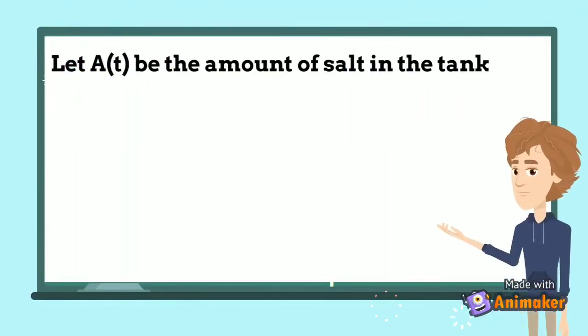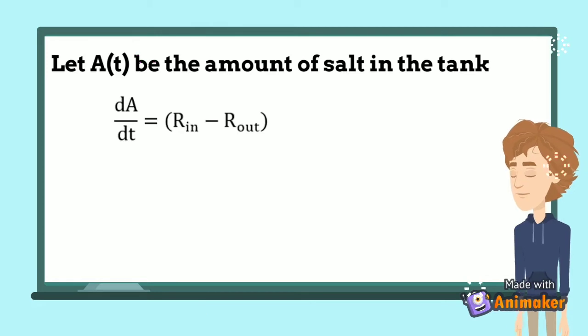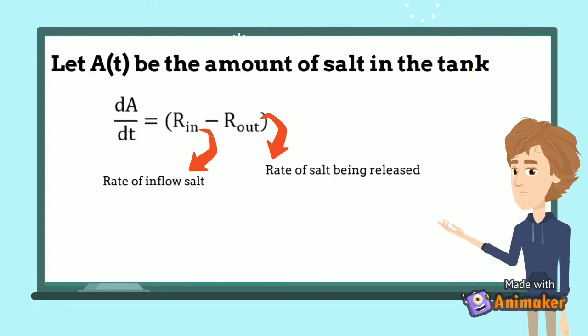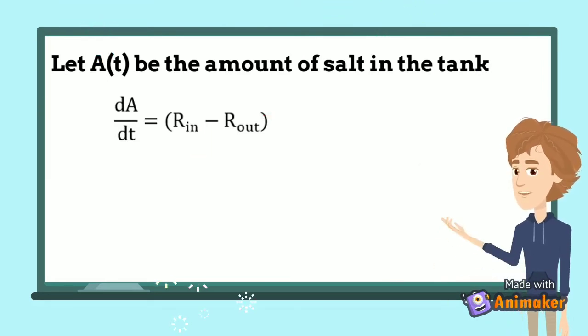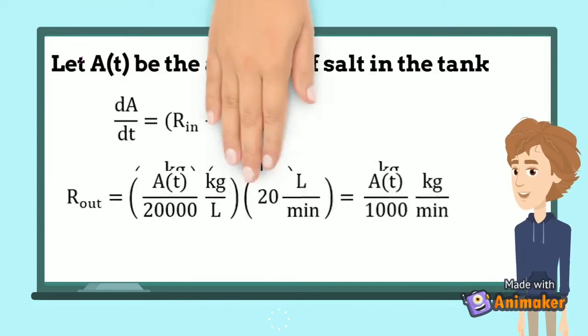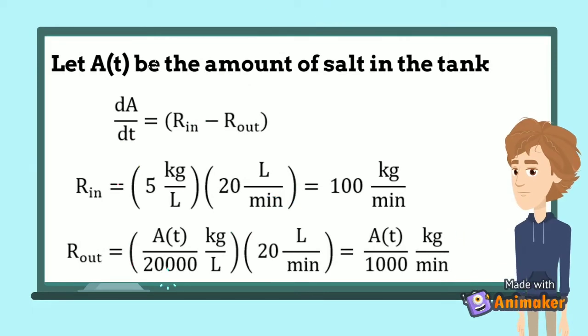Let A(t) be the amount of salt in the tank. We can write the differential equation as dA over dt equals R in minus R out, where R in is the rate of inflow of salt and R out is the rate of salt being released. From the question, we know that R in is 5 kg per liter times 20 liters per minute, which is 100 kg per minute. Similarly, R out is A(t) divided by 1000. The unit should be kg per minute as well.